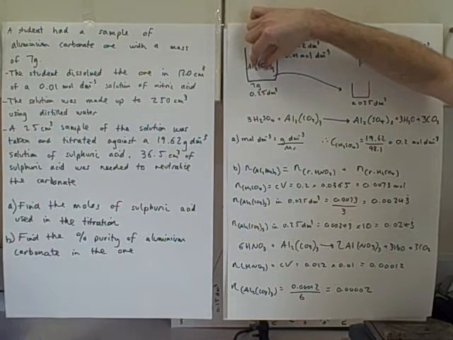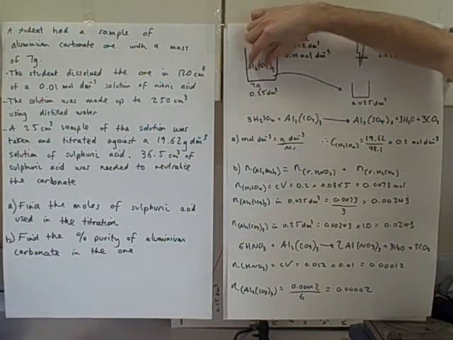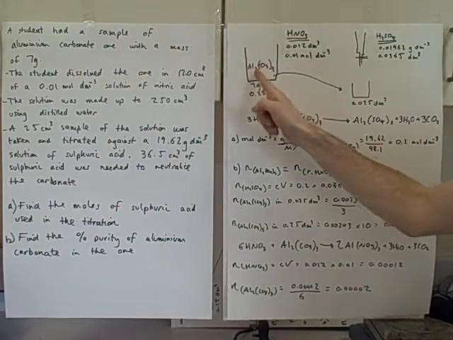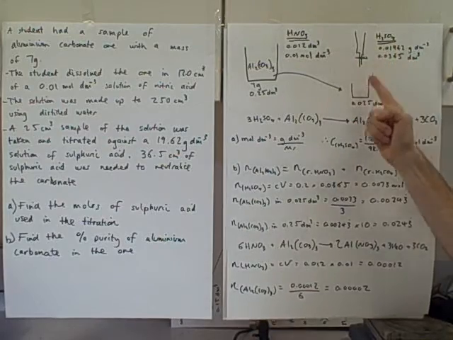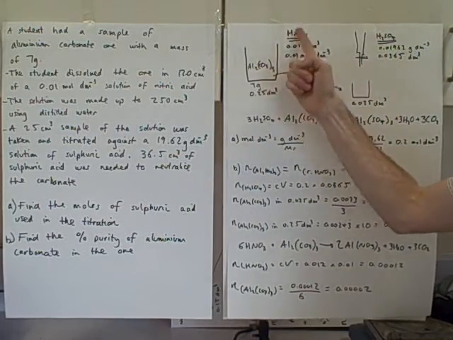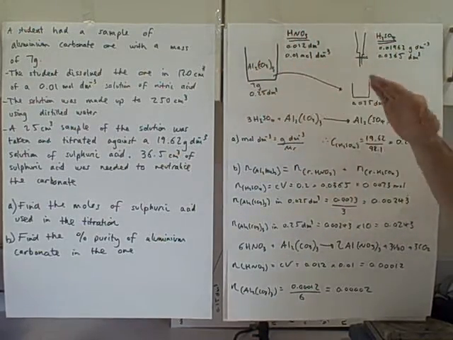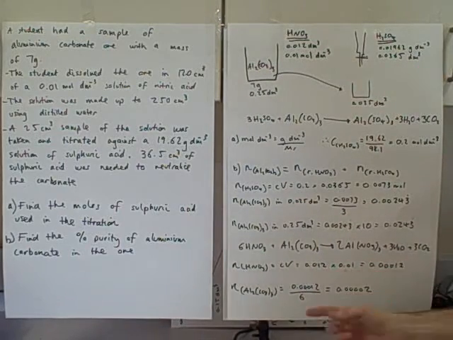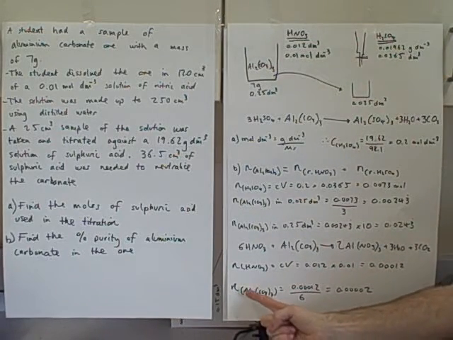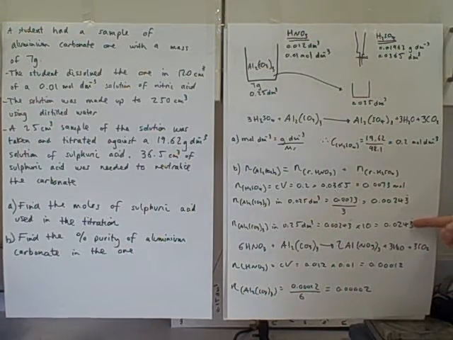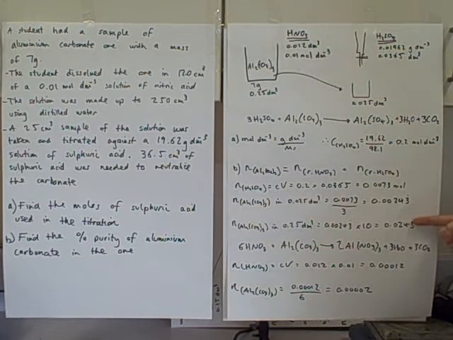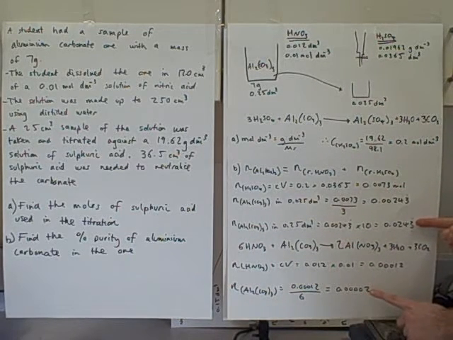Is there a sample? Well, there is no sample because we added the nitric acid before we took the sample out. So there was a sample in sulfuric acid, but not with nitric acid. You don't always have a sample. I now know the number of moles of aluminium carbonate that reacted with nitric acid. So just try and remember these two numbers. Here's my moles of aluminium carbonate that reacted with sulfuric. Here's my number of moles of aluminium carbonate that reacted with nitric.